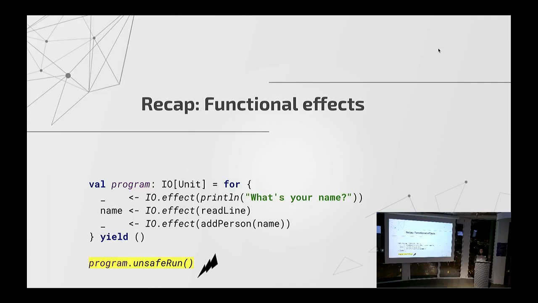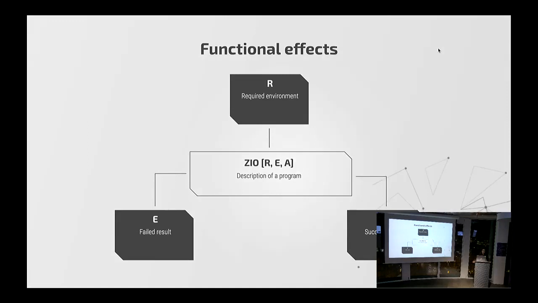So, a recap for functional effect. Now we will have this automatically using ZIO, because the ZIO functional effect, call it ZIO, has three type parameters. The first type is R. The R is the required environment. In case your functional effect requires an environment, requires a configuration, or requires something to make your functional effect work, you can use R as a requirement environment for ZIO. And your effectful program could fail with an E or succeed with an A.